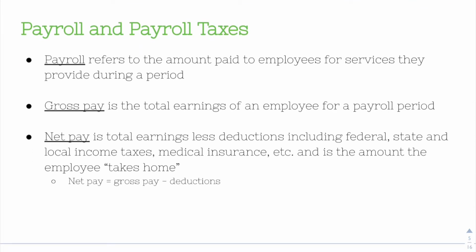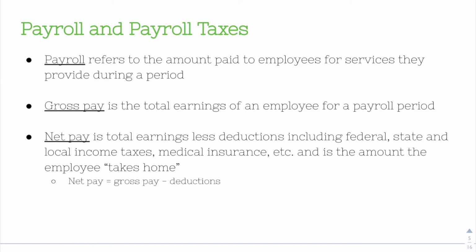Okay, the main part of this chapter is payroll and payroll taxes. So I'm sure you're familiar with payroll, but payroll refers to the amount paid to employees for services they provide during a period. And we make a distinction between gross pay and net pay. Gross pay is the total earnings of an employee for a payroll period. So that is the hours they work times the wage they earn per hour. And that also includes overtime hours. So you would have overtime pay times overtime hours.